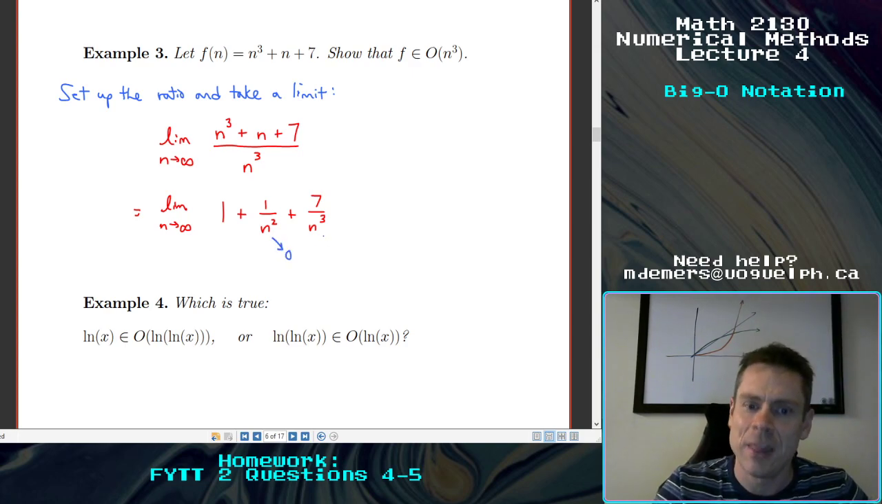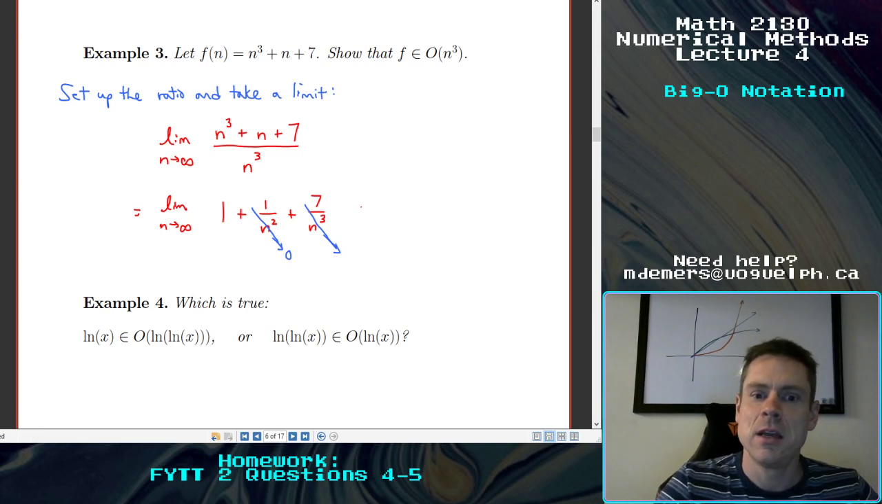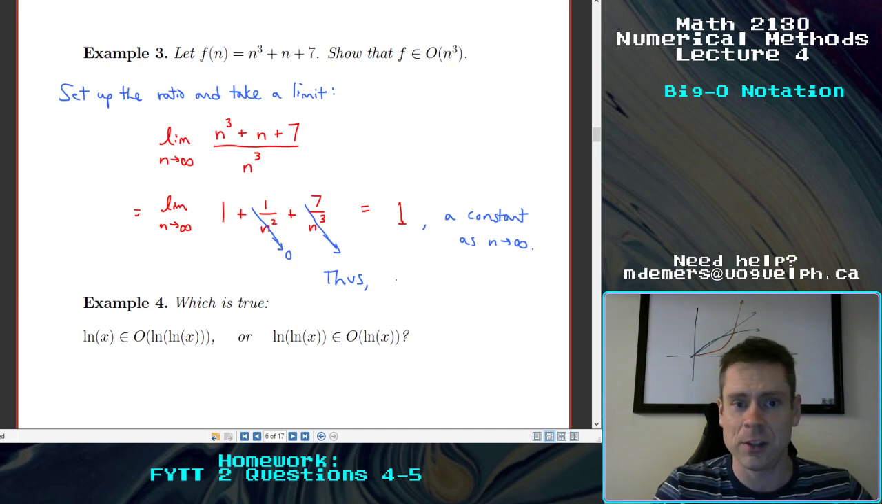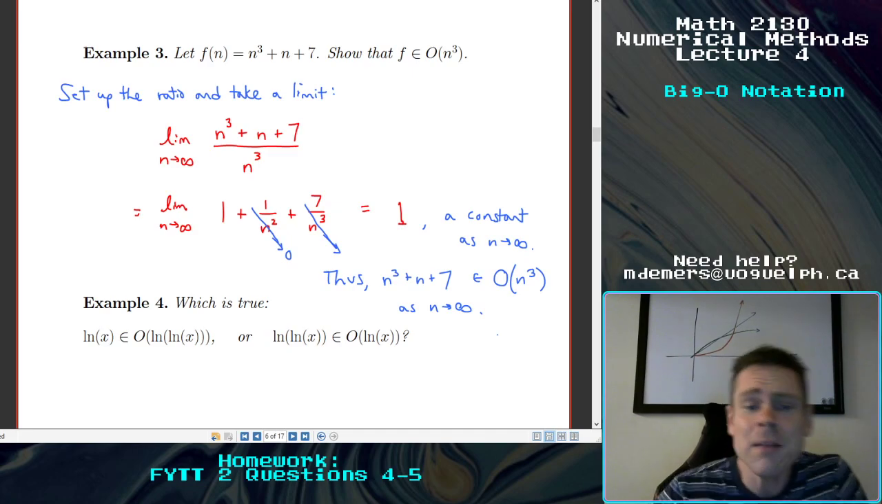This goes to 0. This goes to 0. This whole thing does, not just the bottom. The bottom's getting very large. And the limit gives you 1. And 1 is a constant as n goes to infinity. And therefore, we have that the conclusion is true. We have that n cubed plus n plus 7 is on the order of n cubed as n grows to infinity. Yeah, that's all there is to it.